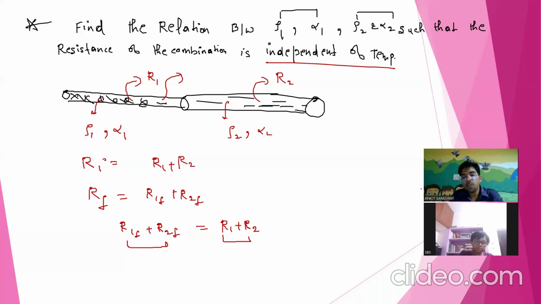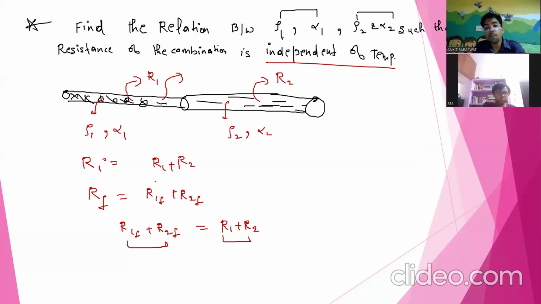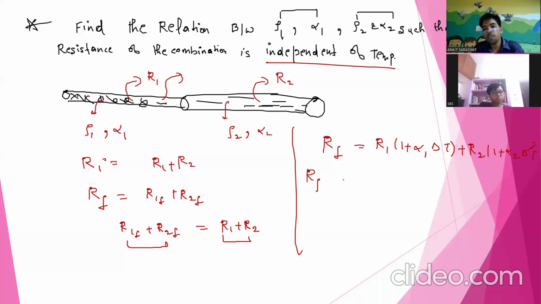So initially, what is the equivalent of these two? These are in series, R1 plus R2. Once you increase the temperature, the final resistance RF will be R1 into 1 plus alpha 1 delta T, plus R2 into 1 plus alpha 2 delta T. RF will be R1 plus R2 plus delta T common, R1 alpha 1 plus R2 alpha 2.